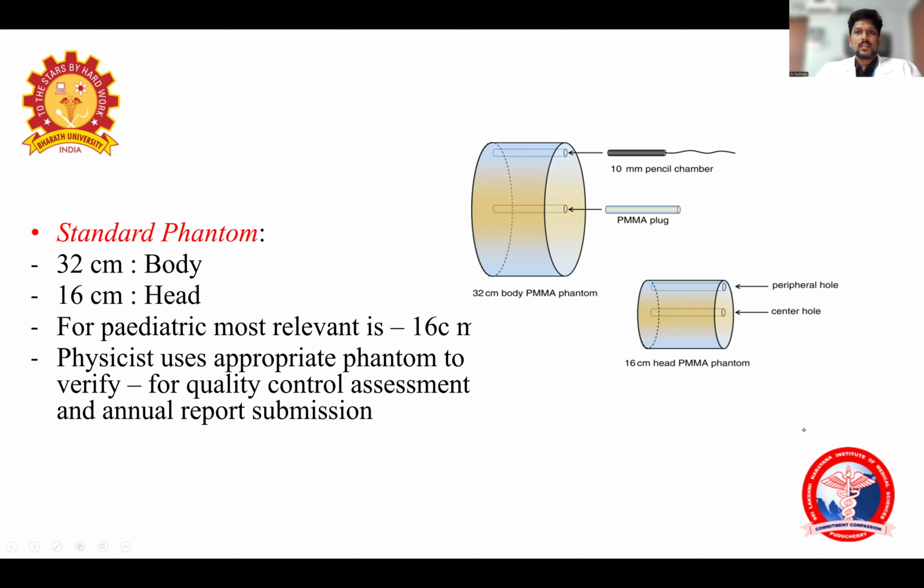So how is this standardization done? Usually an appropriate phantom is used to verify for quality control assessment and annual report submission. A 32 centimeter body PMMA phantom is used and a 16 centimeter head PMMA phantom is used. Basically, for any pediatric cases, they will use the 16 centimeter as the standard.